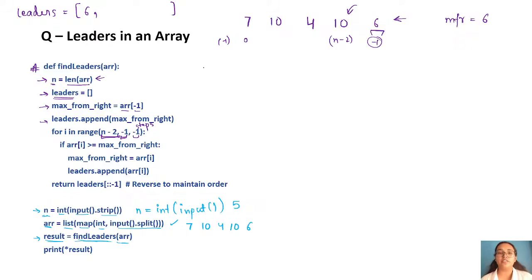Now let's start with the very first loop. In the first loop, my i value is going to be n minus 2, and n minus 2 is what? 10, right? This is it.